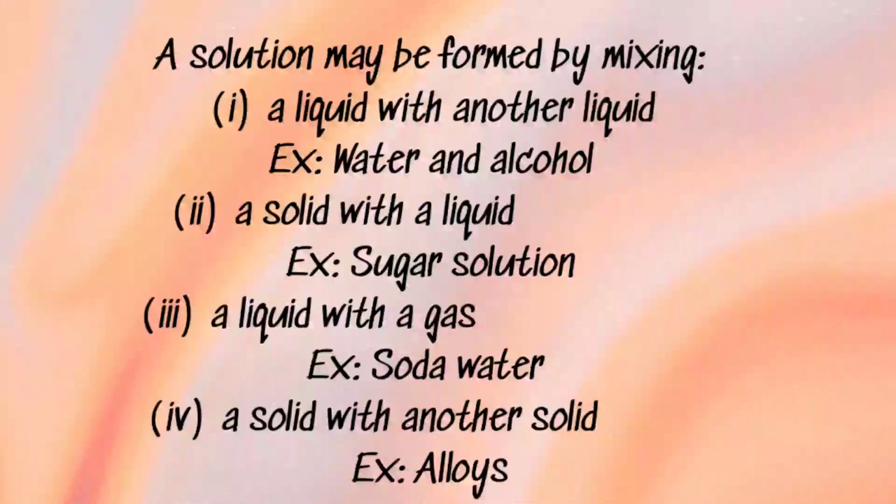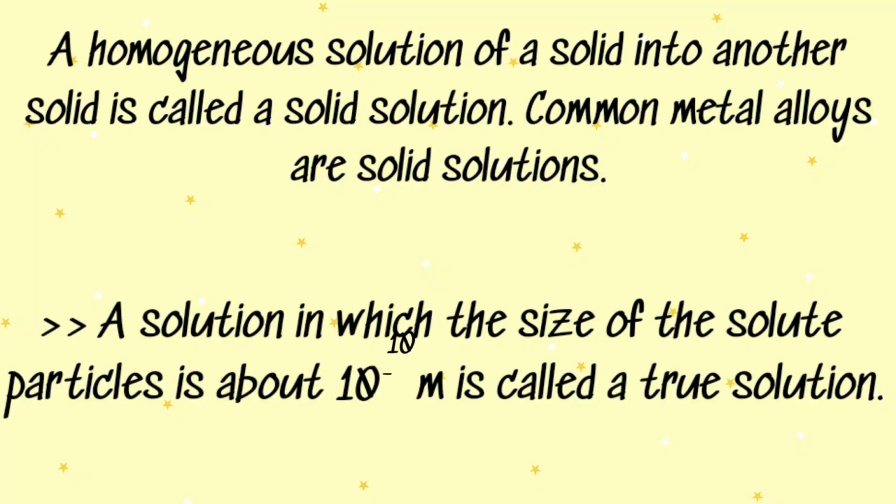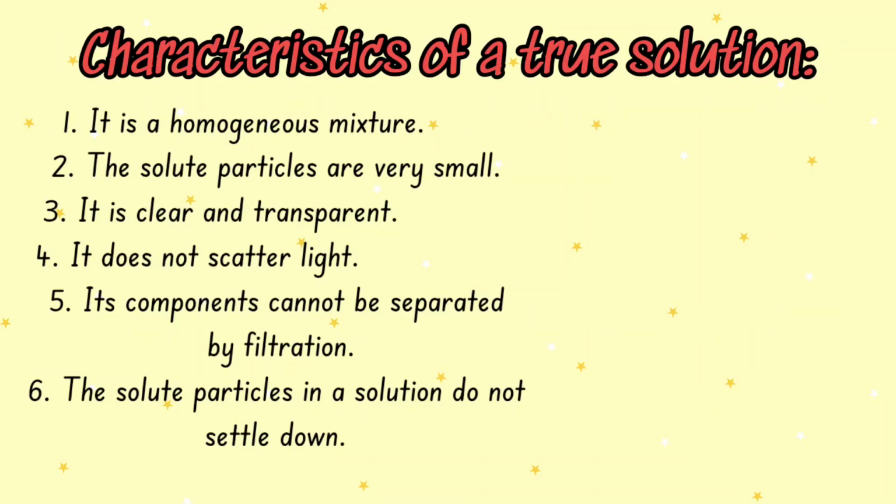A solution may be formed by mixing a liquid with another liquid, a solid with a liquid, a gas with a liquid, or a solid with another solid. A homogeneous solution of a solid into another solid is called a solid solution. Common metal alloys are solid solutions. A solution in which the size of the solute particles is about 10^-10 m is called a true solution. Characteristics of a true solution.